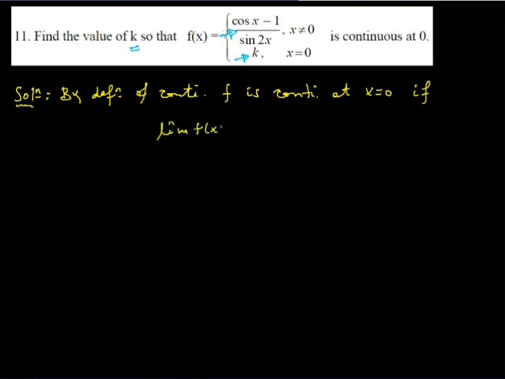So we use the definition of continuity to find the value of k. By definition of continuity, f is continuous at x equals 0 if this condition is satisfied: if the limit of the function as x approaches 0 is the same as f of 0.